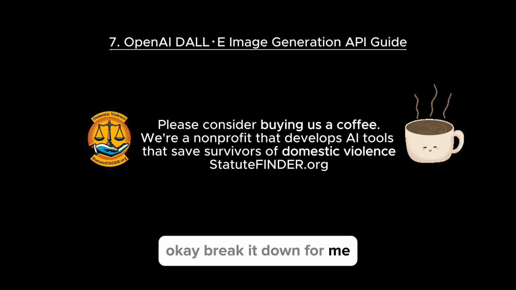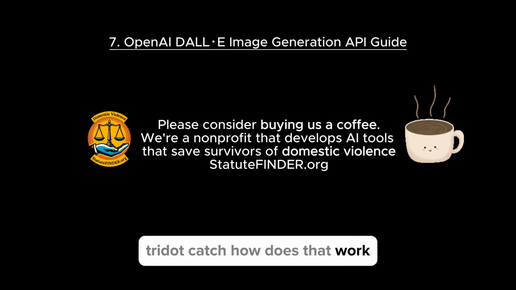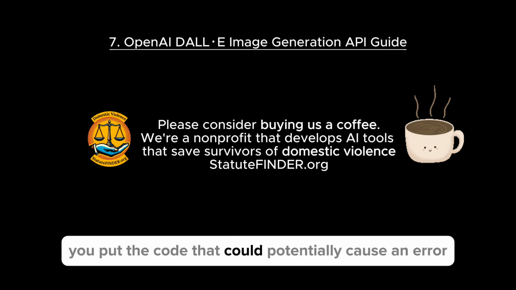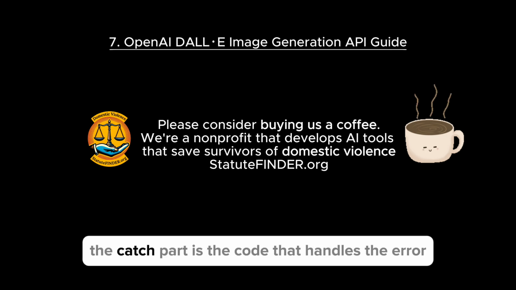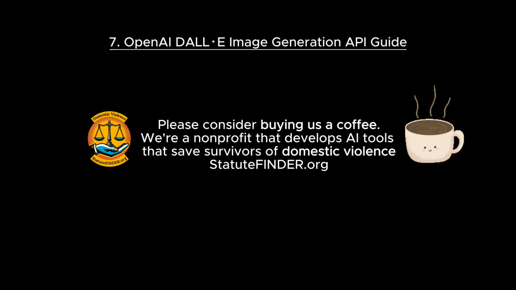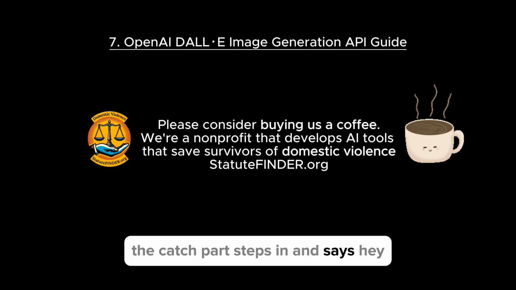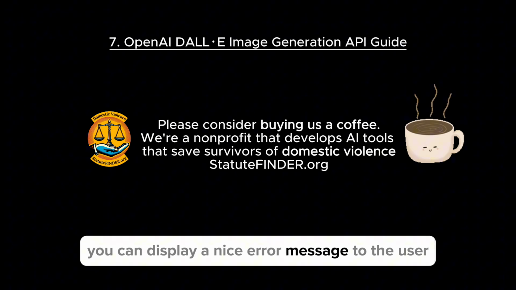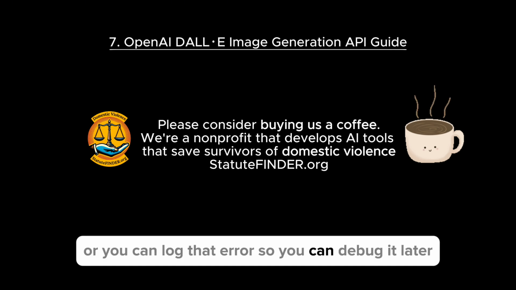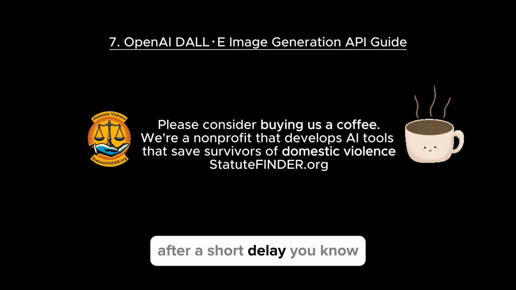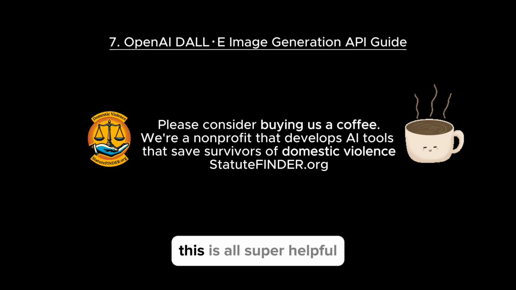Okay, break that down for me. Try.catch. How does that work? Imagine it as a safety net. The try part is where you put the code that could potentially cause an error. The catch part is the code that handles the error, if it happens. So if the API request fails for some reason, the catch part steps in and says, hey, here's what went wrong. Exactly. It gives you that information. You can display a nice error message to the user, or you can log that error so you can debug it later. Or you could even try making the API request again after a short delay. Give it another shot.